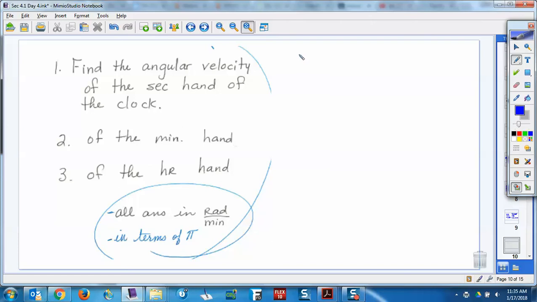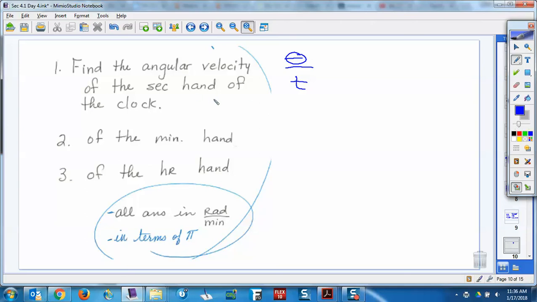Which would be what? What was the formula for angular velocity? Theta over t, right? That's what should come to mind. Find the angular velocity. What should come to mind is theta over t, an angle over time.